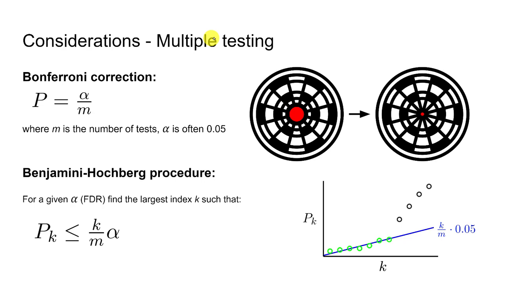Can you repeat that? Because the line is based on those points. The line is based on the alpha that you set, and also based on how many tests you're doing. I wouldn't worry too much about how intuitive it is. Just be aware of this procedure, and it has a pretty good Wikipedia page as well if you want to look at that.